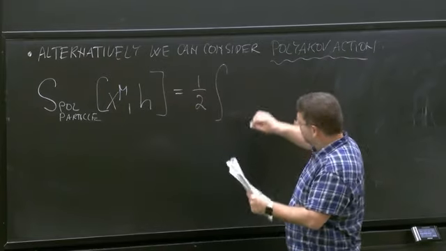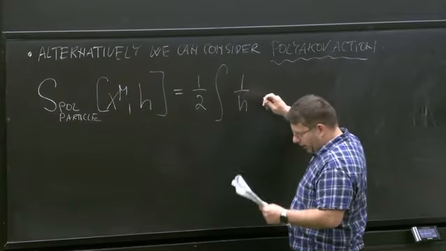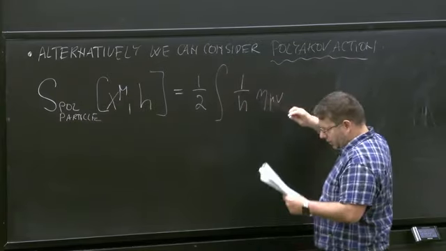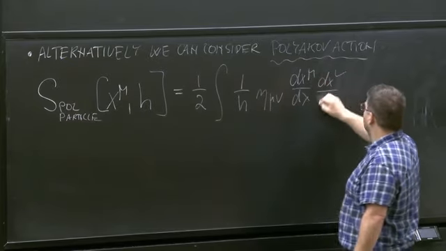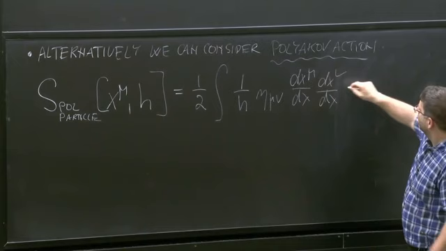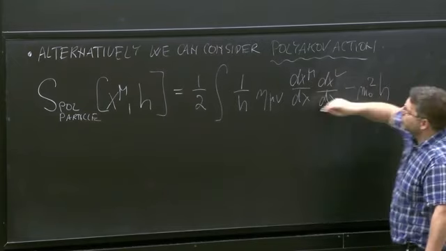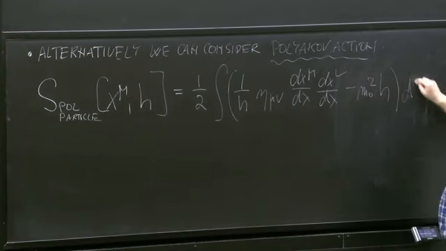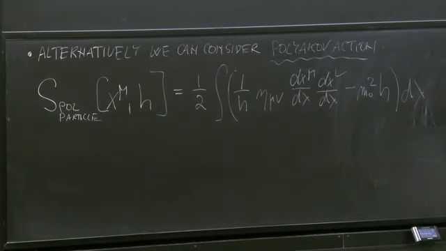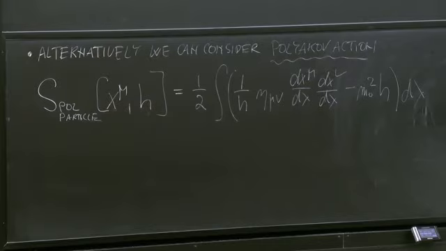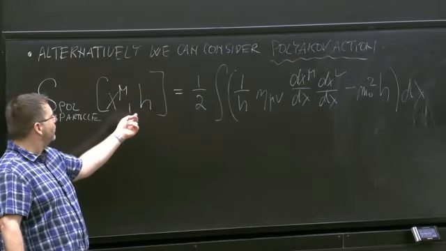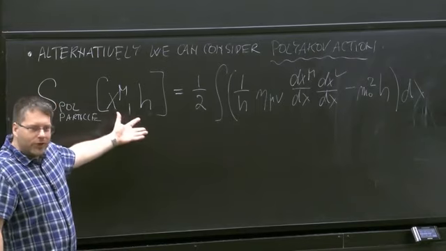It's 1/2 integral 1 over h eta mu nu dx mu over d lambda dx nu over d lambda, that's my induced metric, minus m0 squared h d lambda. Okay, so that's the point particle Polyakov action, where now both x mu and h are functions of lambda. So we have made it more complicated. Now we have 2 things to worry about, x mu and h.